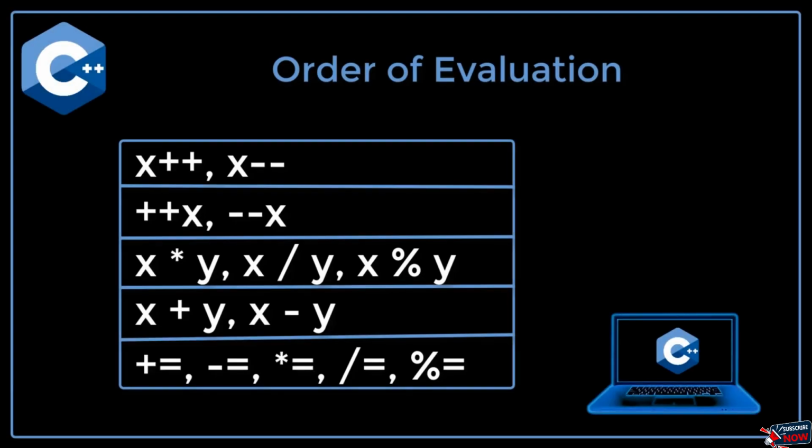Here's a chart showing the arithmetic operators in C++ and the order that they're evaluated in. Operators at the top of this chart get evaluated first, and ones at the bottom get evaluated last. The postfix increment and decrement operators get evaluated first. Then comes the prefix increment and decrement operators. After that come the multiplication, division, and modulus operators. Next come the addition and subtraction operators.